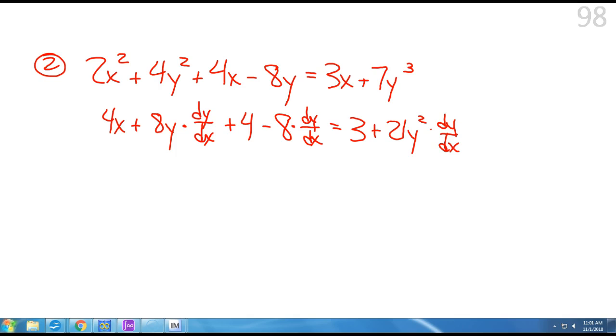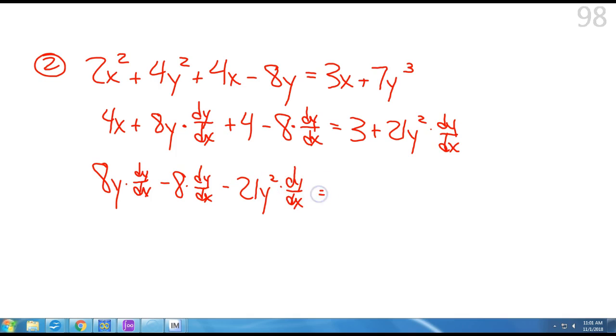So yeah, now I'm going to get all the dy dx on one side. So I'm going to bring them to the left. You can bring them wherever you want. So I'm going to put 8y dy dx minus 8 dy dx. And then it'll be minus 21y squared dy dx, right? Because we got to bring it over. The 4x will go over there, so it'll be negative 4x. 4 goes over there, so it's negative 4. And that 3 was already there.